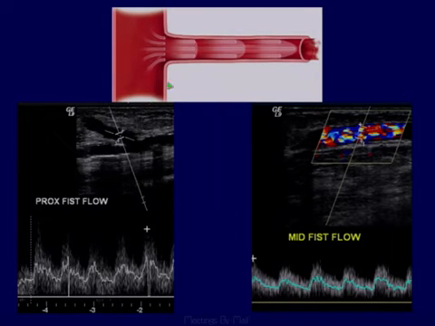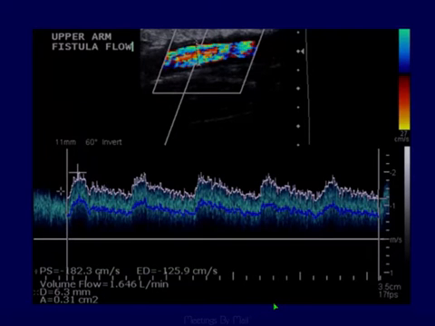And you can see that perhaps in these examples here. In this fistula, right at the anastomosis, we're getting a pretty broad spectrum here, a fair amount of turbulence. We're down maybe 4 to 5 centimeters from that anastomosis, and while there's still some turbulence, it is a lot more laminar there than it was closer to the anastomosis.